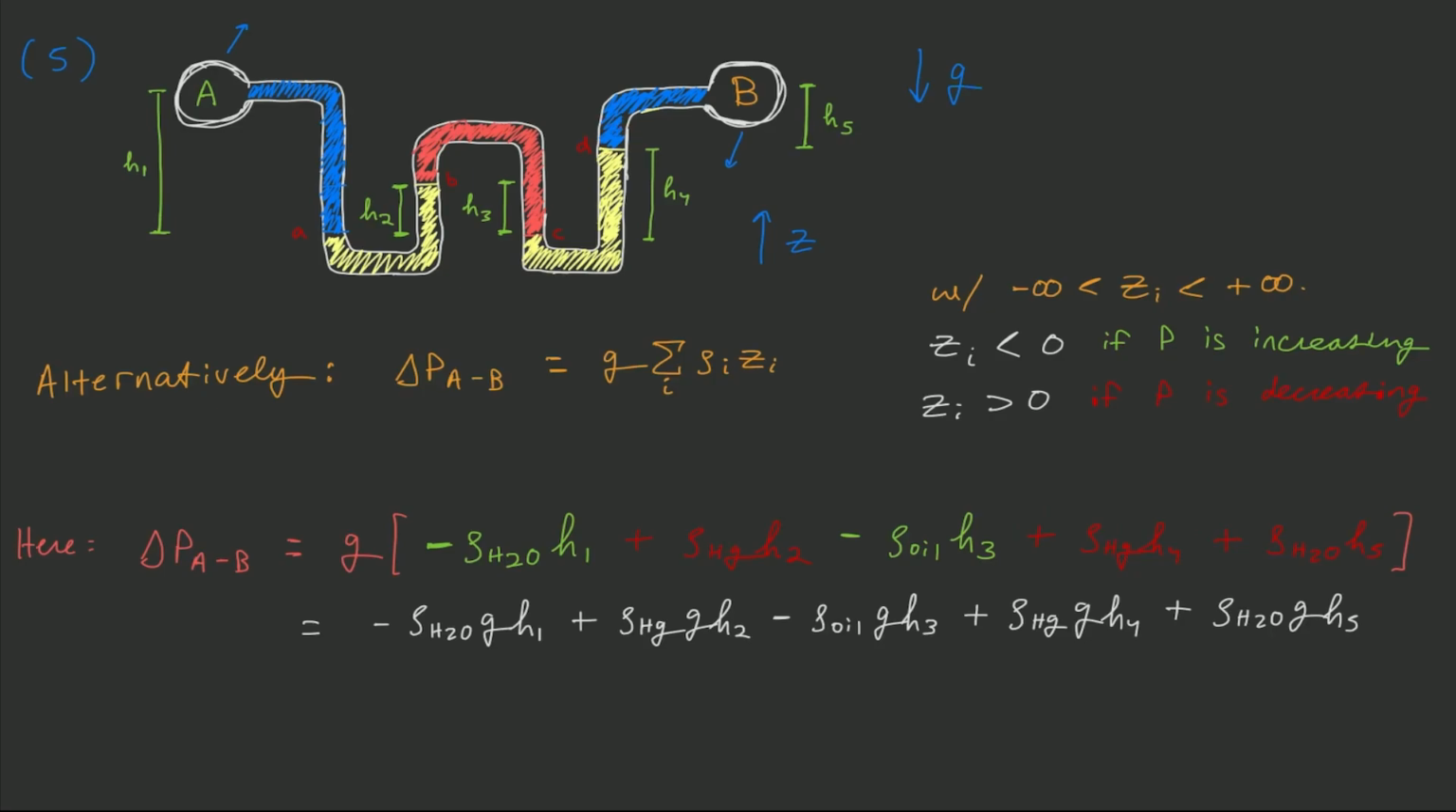And then I'm going from D to B. I know again that my pressure is decreasing because my pressure at D is greater than my pressure at B. So since my pressure is decreasing, I have a positive z_i. So this is plus rho_H2O times h5. Now I'm at point B and my sum is complete. So this is the final expression that we get, and distributing the g to each term, you get this equation right here.